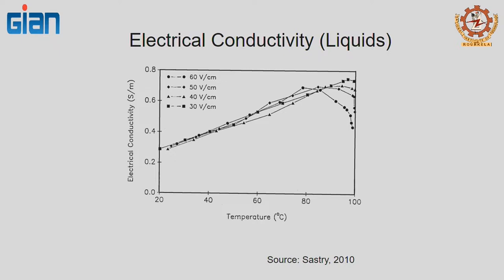This is showing for a liquid. So for example, orange juice, and again at the different voltage gradients what happens. So generally, as you increase the temperature from 20 to 80 Celsius, you can see that straightforward increase. Then it's kind of dropping here, but this is more of an experimental artifact, because at 100 Celsius water starts boiling.